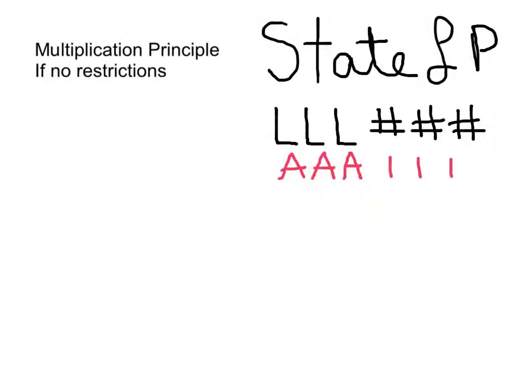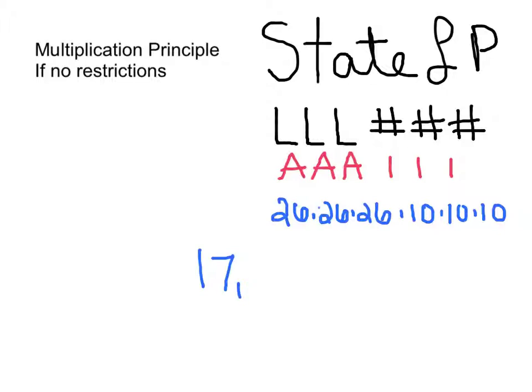Now, if there were no restrictions, like, for example, if your license plate could be AAA111, if there could be more than one of the same letter or number, then using the multiplication principle, the number of permutations of possible license plates would be 26 times 26 times 26, because there's 26 letters, times 10 times 10 times 10, because there's 10 numbers, obviously, 0 to 9. And so the number of possible license plates would be 17,576,000.